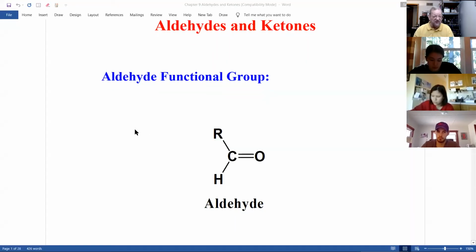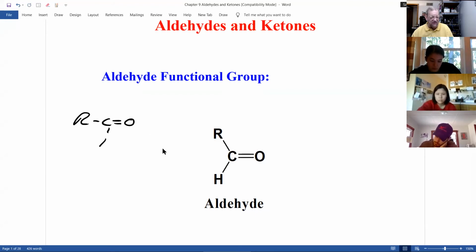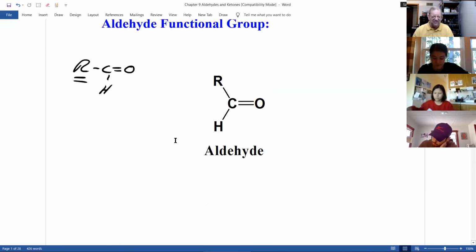Well, the aldehyde functional group is a carbon double bond with oxygen with a hydrogen and R group attached to it. Notice I show the bond angles here because a carbon and double bond has a 120-degree bond angle. You don't have to if you don't want to. And this is one way of writing an aldehyde. Again, an aldehyde, carbon double bond to oxygen with a hydrogen and an R group attached to it. And we call that an aldehyde, and I love them.